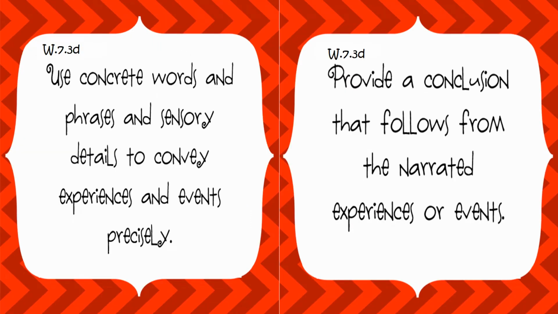Now we have W73D. Use concrete words and phrases and sensory details. Sensory details should stick out to you. We use a lot of sensory details in the poem that some of you all wrote in the grade improvement project. So you're going to use those words and phrases and your sensory details to convey, to tell, to express experiences and events precisely. Now remember, the main key when writing a story is to draw the reader in, make them interested, make them to where they can read what you're writing and be in your shoes mentally.